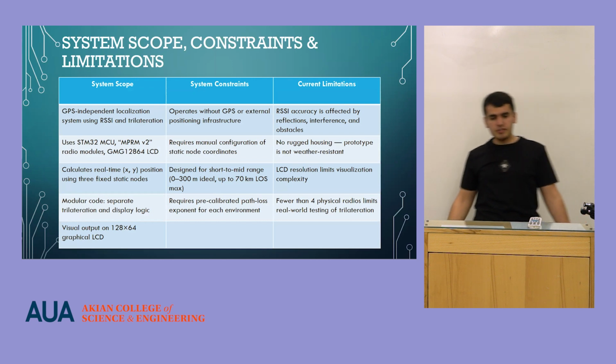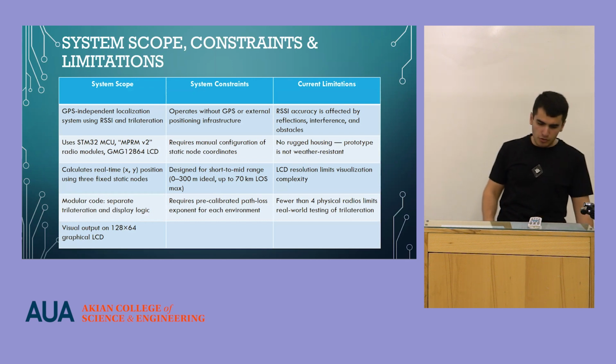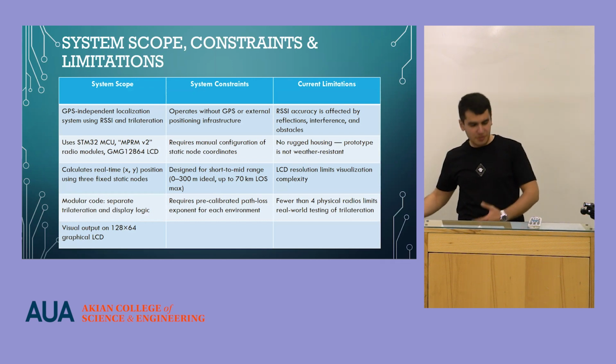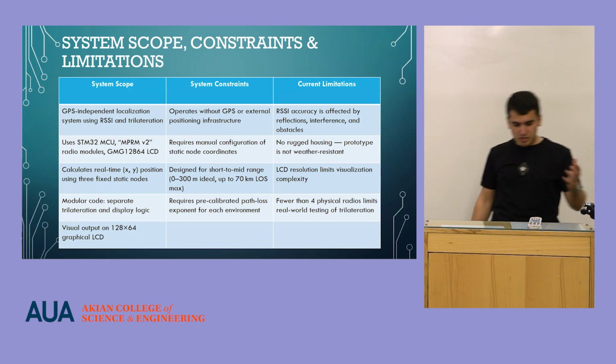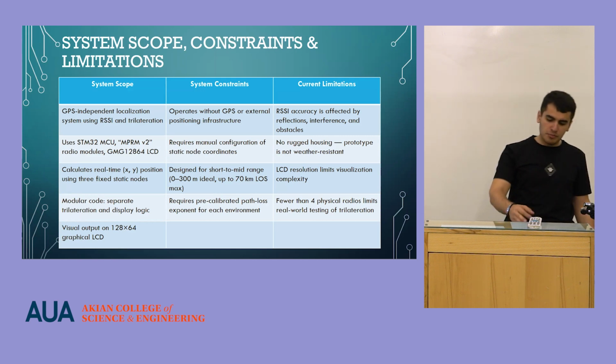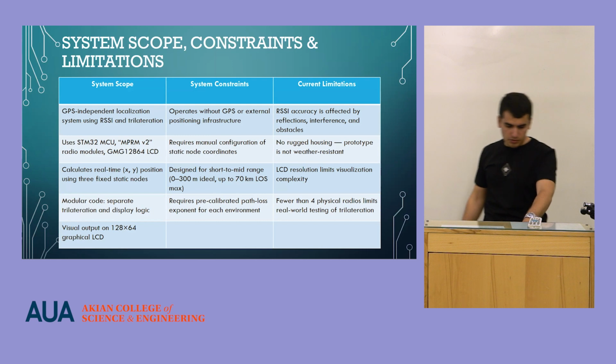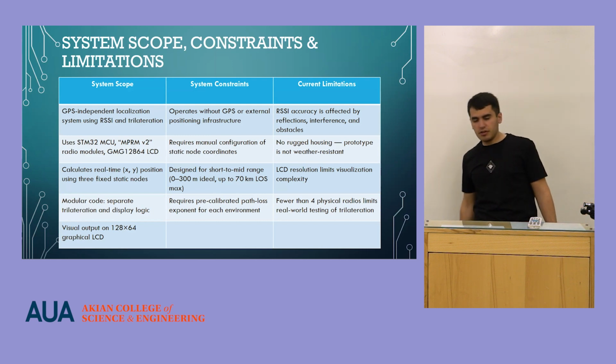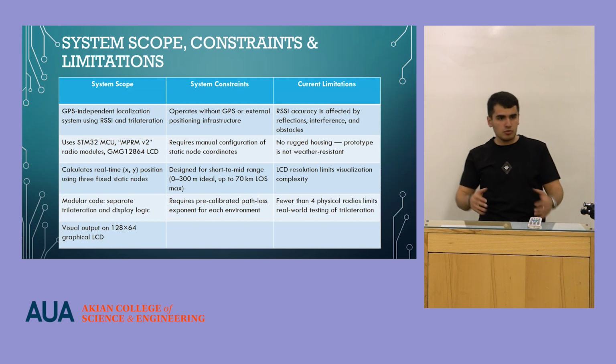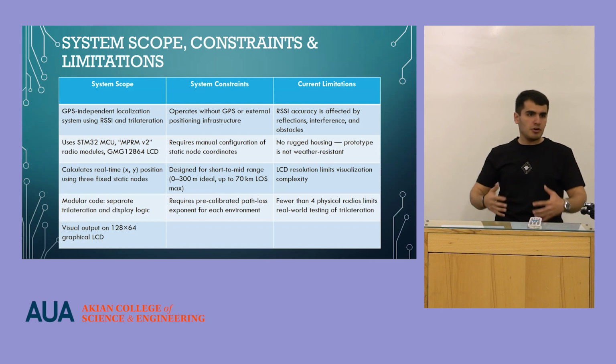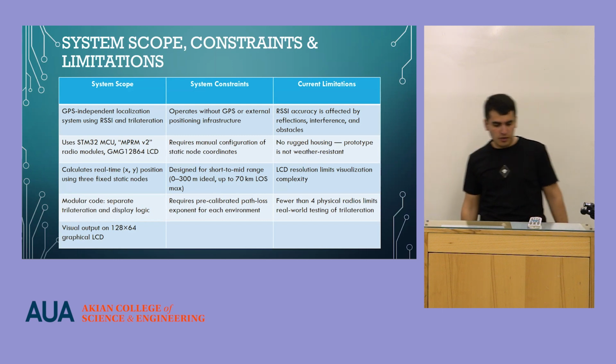System scope, constraints, and limitations. We are already pretty familiar with the system scope. It uses an STM32 microcontroller, NRF24 version 2 radio modules, and this kind of LCD. It calculates the real-time XY position of the dynamic node. This is again for one branch; there can be many dynamic nodes. It outputs visually on a 128 by 64 graphical LCD.